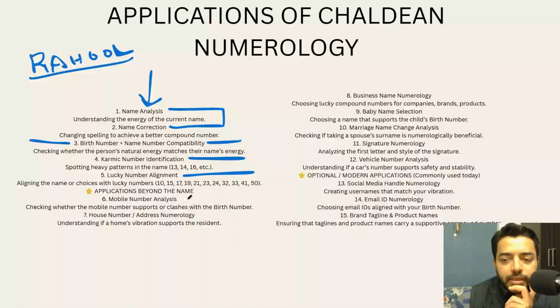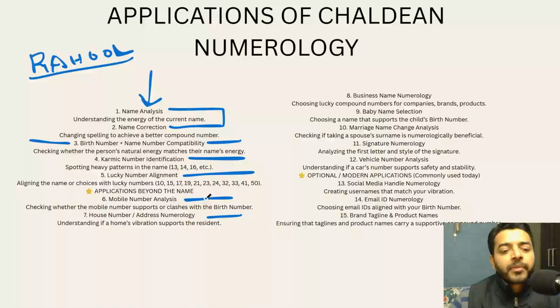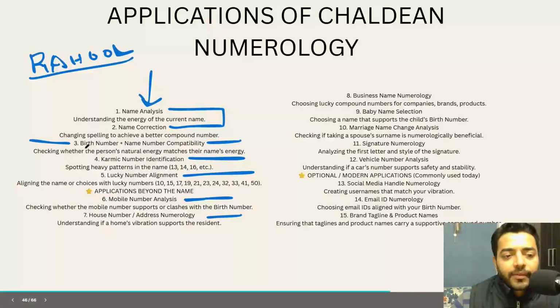And then there are other applications, basically mobile number analysis, house number analysis. Mobile number analysis, you add all the digits of the mobile number and see what is the end number, both a complex compound number as well as a single digit number, and see if it is lucky or not. Or you can also check the last 4 digits if you want, right? That's also there. And then house number, let's say your house number is 123. So does your house number align with your birth number? You can also check that.